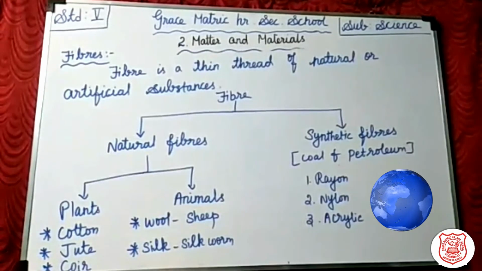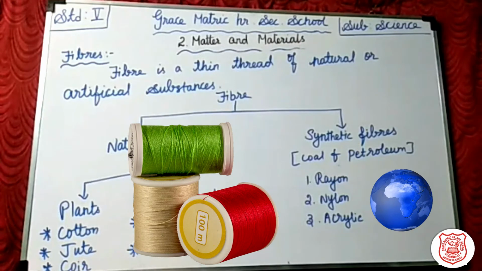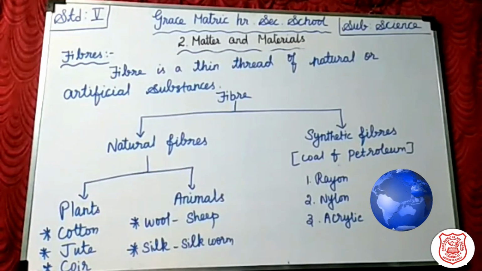Next, let us see about fibers. First, do you know what fibers are? Fiber is a thin thread of natural or artificial substance. Thin thread means the thread you have already seen in your home itself. Everyone has a thread, so that is called fiber. It is obtained from either a natural or artificial substance. So fiber is a thin thread of natural or artificial substance.